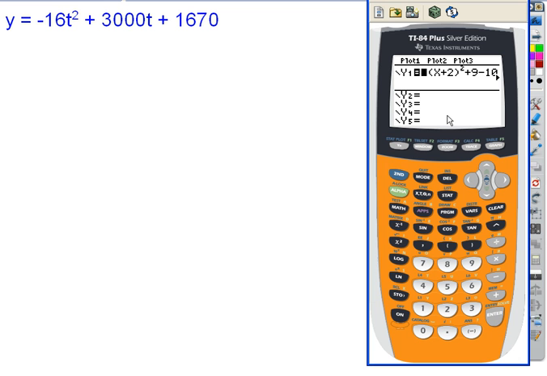Well, we should be able to go in here and just put that equation in, right? So negative 16. I have to use x's instead of t's on the calculator. X squared plus 3,000 t, or x, plus 1670. Okay, and if I graph that, now if I hit zoom 6, I'm not going to see much. That's what it looks like.